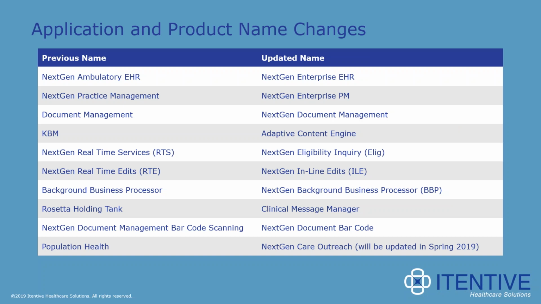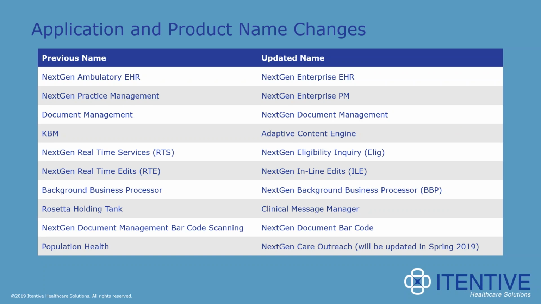So here are all the application and product name changes. I actually printed this little table out and tacked it up at my desk as a quick reference because, let's be honest, old habits kind of die hard here. KBM switching to Adaptive Content Engine is still going to get me.